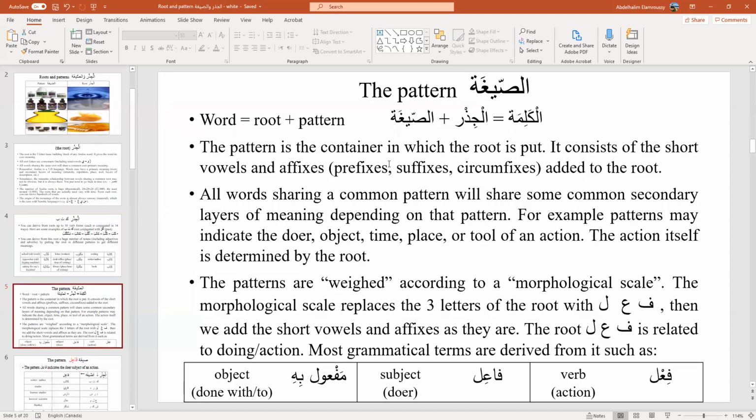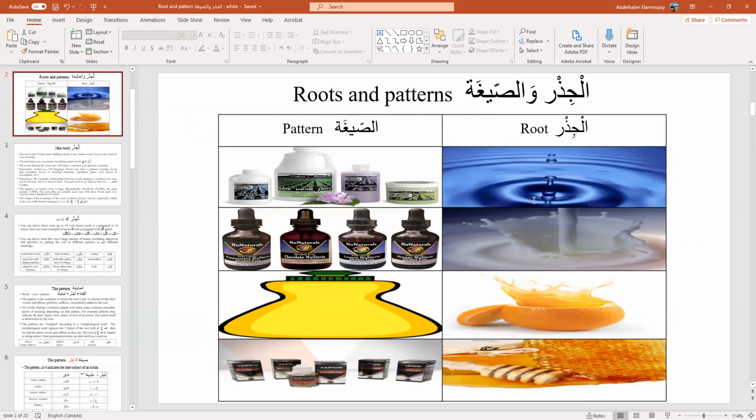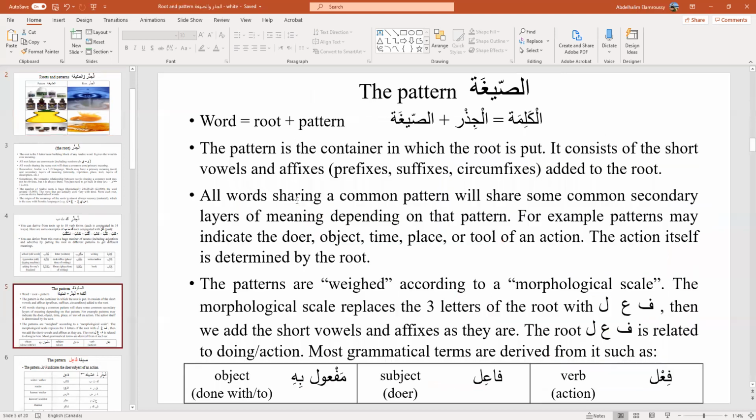Next, let's talk about the pattern. Just don't forget, any word in Arabic consists of a root and a pattern, through a process called derivation or ishtiqaq. The pattern is the container, as you recall in this picture. Think of the root as the liquid and the pattern as the container in which the root is put. It consists of the short vowels and affixes, like prefixes, suffixes, and circumfixes, added to the root.